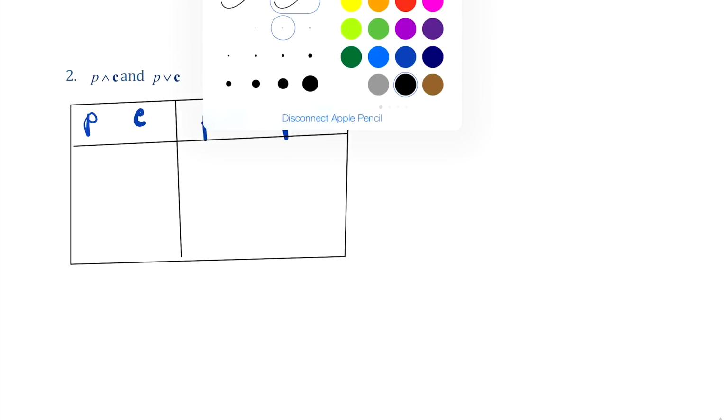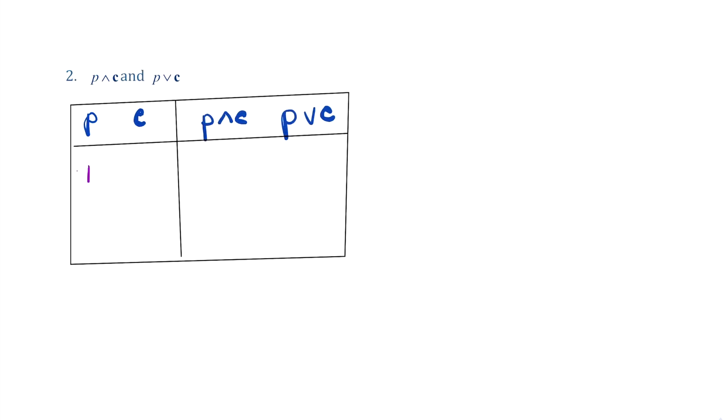All right, so working it out. Again, P can be true or false. A contradiction is always false, right? And so do you see that the conjunction of P and C can never be true? It's always got to be false because they're never both true.